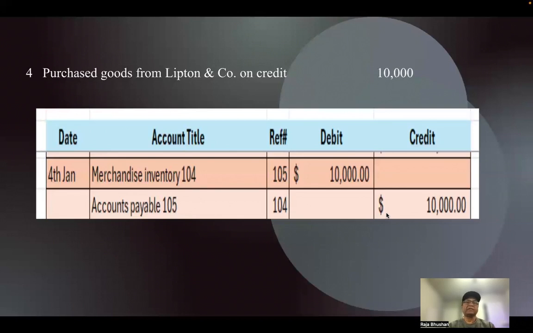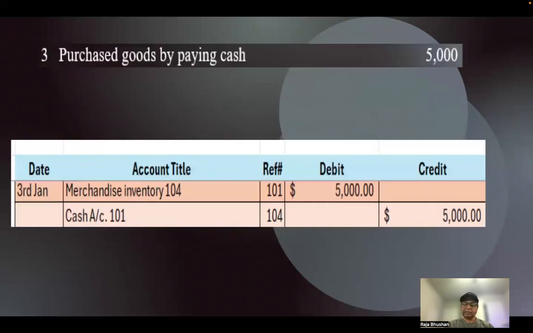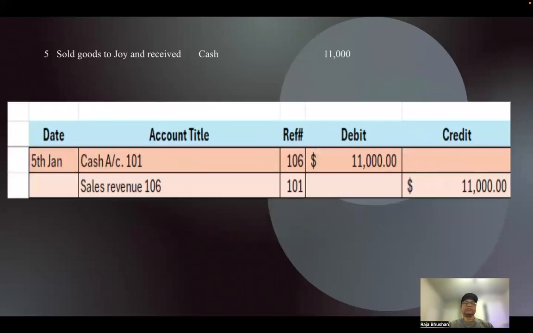Clear, friends? So we purchased inventory. Inventory comes into the business. It is an asset. To increase the asset, debit it. Accounts payable is a liability because we purchased it on credit. Credit means we borrowed. We promise them to pay later on. So till we pay, it is a liability, so it's titled accounts payable, 10,000, right?